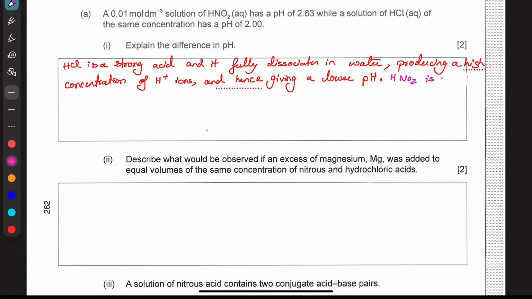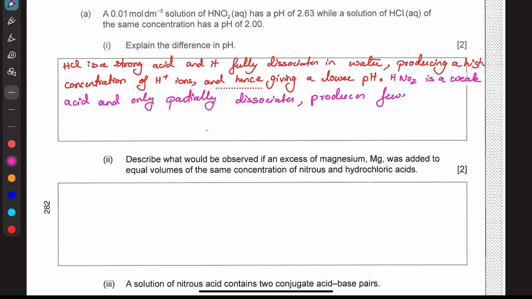HNO2 is a weak acid and only partially dissociates, which produces fewer H plus ions. So its pH is higher.